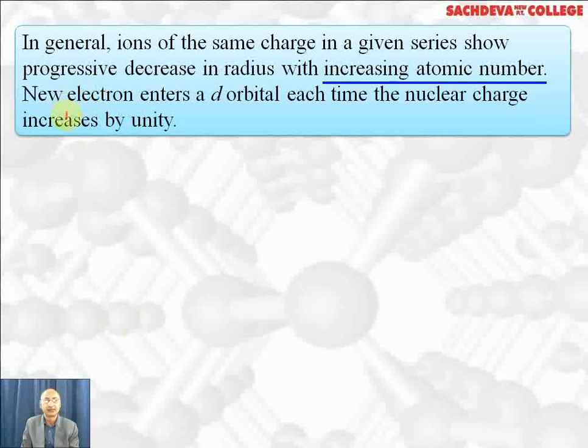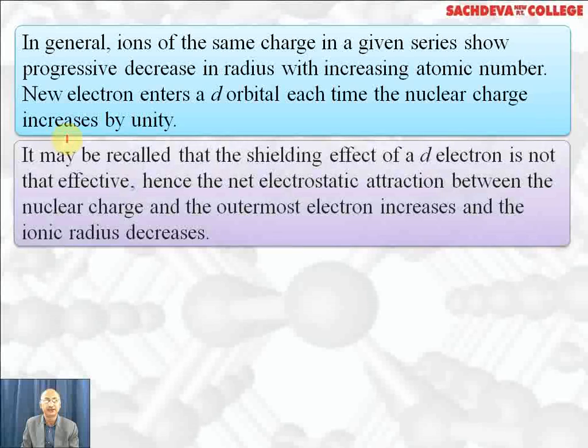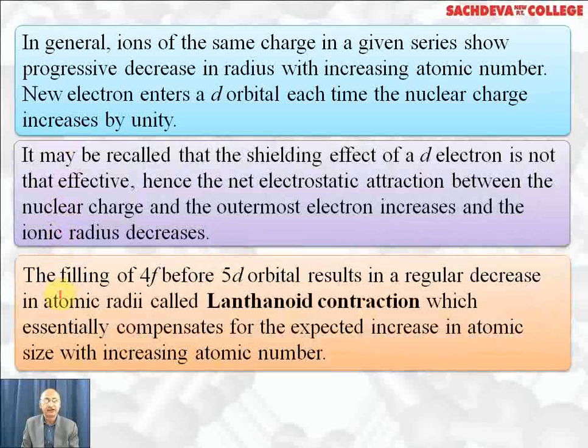In general, ions of the same charge in a given series show progressive decrease in radius with the increase in atomic number. Now an electron enters a d orbital each time the nuclear charge increases by unity. It may be recalled that the shielding effect of d electrons is not so effective, therefore effective nuclear charge increases and ionic radius decreases. The filling of 4f before 5d results in regular decrease in atomic radii called lanthanoid contraction, which essentially compensates for expected increase in atomic size with increasing atomic number.